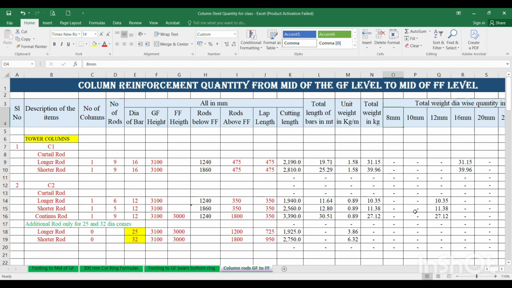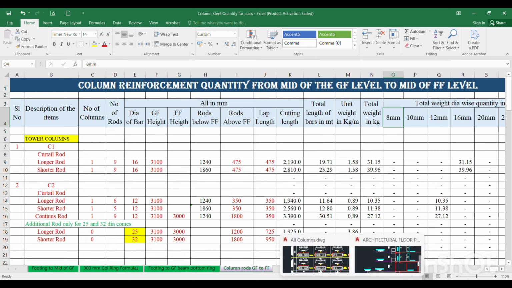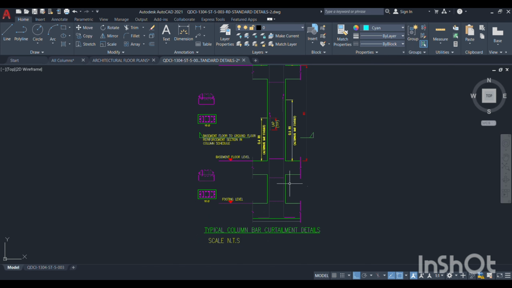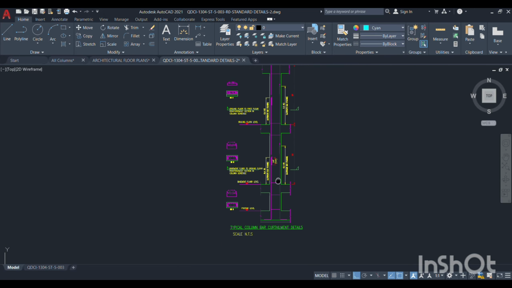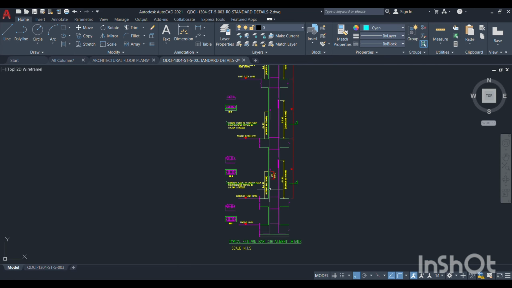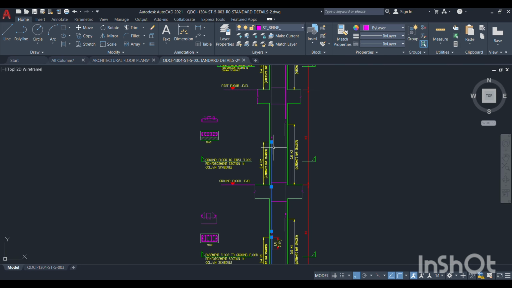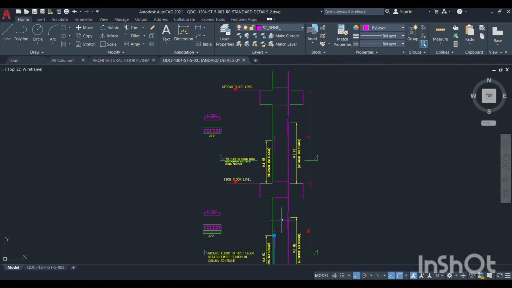Before starting the calculation, I am going to explain some general drawing studies and some coefficient studies. In the general notes, I am going to explain that the column rods we have calculated from footing to mid of the basement, and mid of the basement to ground floor. We have directly calculated from footing to the mid of the ground floor level. From ground floor level to first floor level, we are calculating now.